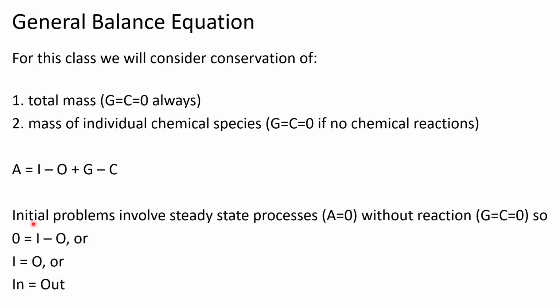Up to this point, all the problems have not involved chemical reactions, and we won't be considering chemical reactions for another week. To reiterate, our initial problems are going to involve steady-state processes for which accumulation is equal to zero, and we won't be having chemical reaction occur, so the generation and consumption terms are zero. So this leads to a reduction of our general conservation principle to one in which we can say 0 is equal to input minus output, or input is equal to output, in is equal to out.